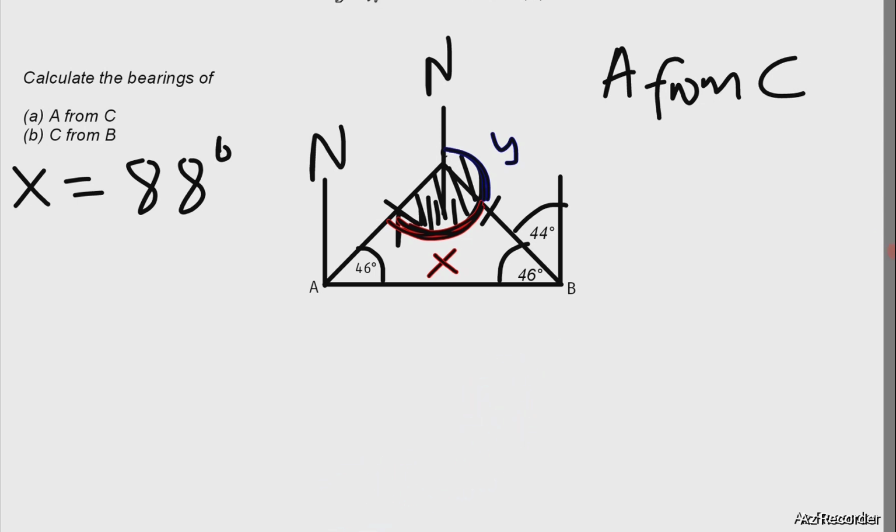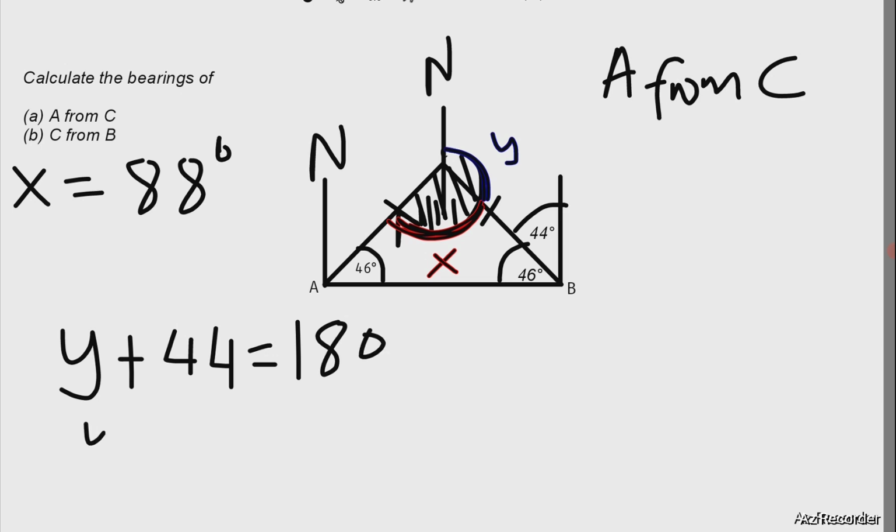So whenever you have something like this, a north here and another north there, these two angles add up to 180 because they are corresponding. So the 44 and Y have to add up to 180. This is how you are going to do it. You are going to say that Y plus 44 is equal to 180.